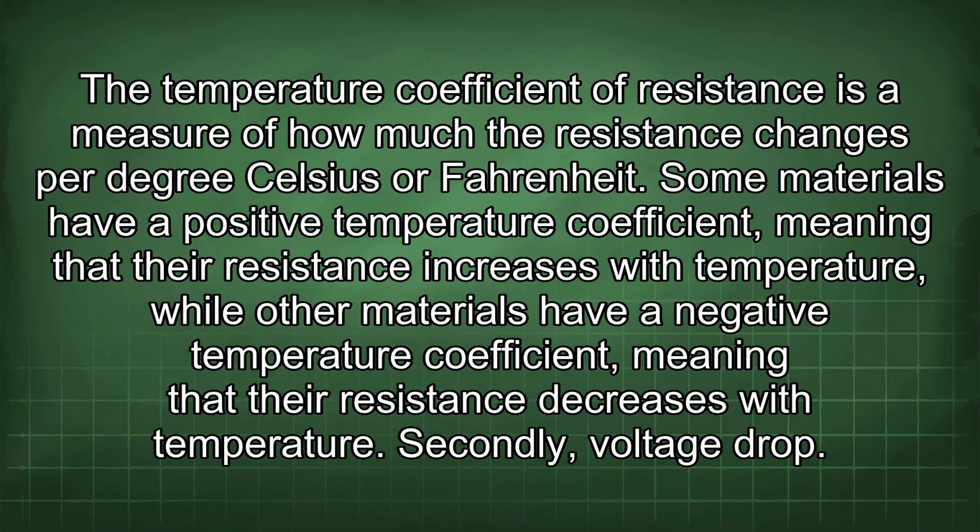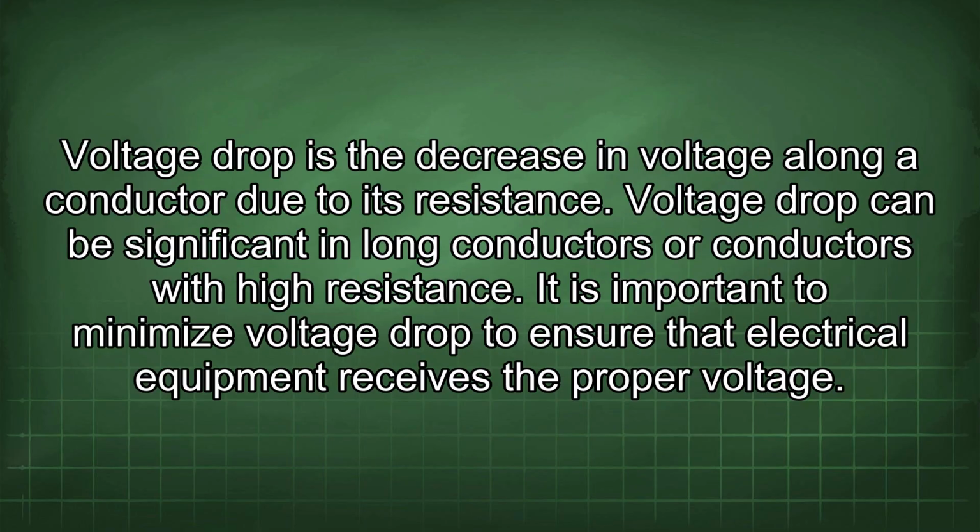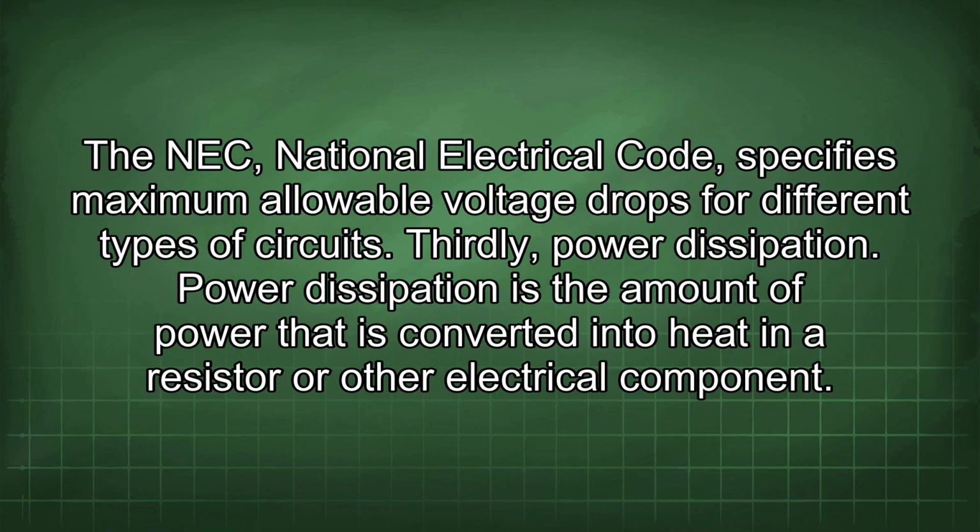Secondly, voltage drop. Voltage drop is the decrease in voltage along a conductor due to its resistance. Voltage drop can be significant in long conductors or conductors with high resistance. It is important to minimize voltage drop to ensure that electrical equipment receives the proper voltage. The NEC, National Electrical Code, specifies maximum allowable voltage drops for different types of circuits.